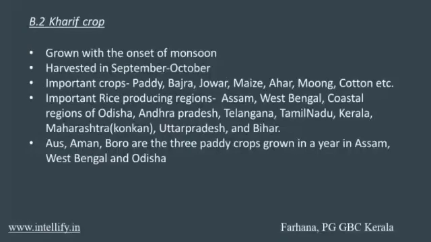Next one is the Kharif crop. It is usually sown at the onset of monsoon and harvested in September to October. Paddy, maize, jowar, bajra, arhar, moong are some of the examples of Kharif crop. Rice is also a Kharif crop. Assam, West Bengal, coastal regions of Odisha, Andhra Pradesh, Telangana, Kerala, Maharashtra, especially the Konkan coast, Uttar Pradesh and Bihar are important regions of rice production. Aus, Aman and Boro are the 3 paddy crops grown in a year in Assam, West Bengal and Odisha.